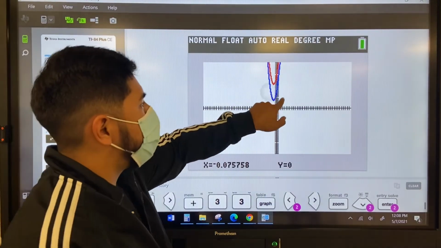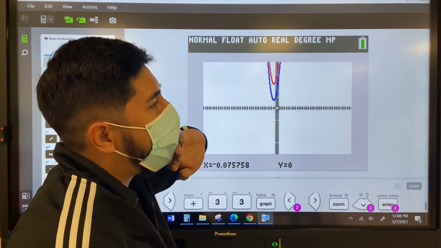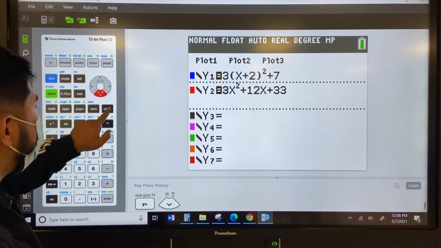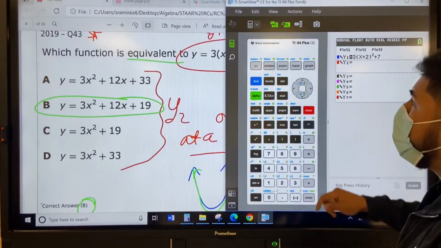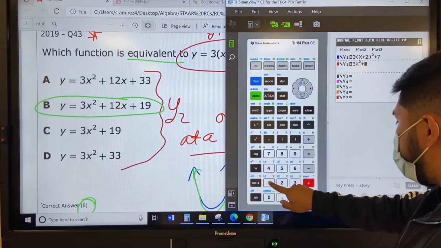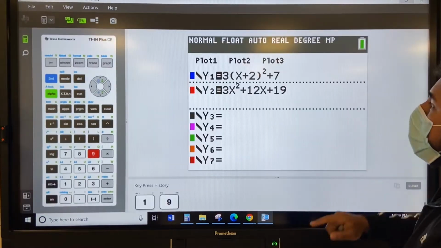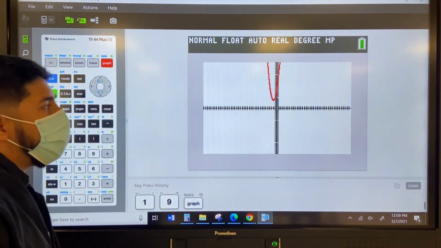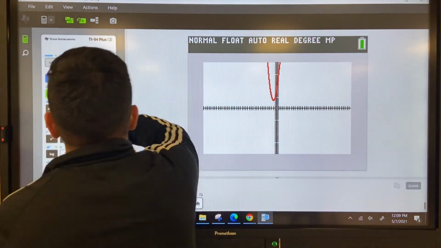As you can see, the first one came out. That's our question. The other one came out, the red one. That is not overlapping. So we don't want that one. Let's do it again with the right answer so you can see. Right answer is 3x squared plus 12x plus 19. We want to see it overlapping. Check it out. Boom, boom. Right on top of each other. That's what I want. That's the answer. Let's keep going.